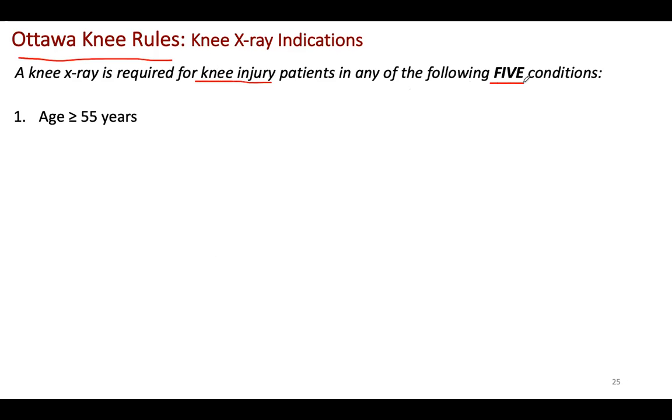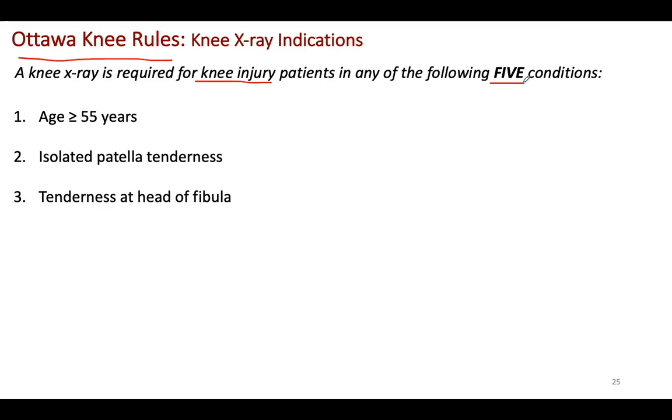The first is age. So this is something even before you see the patient. If someone tells you, hey, there is a 60-year-old patient with a history of knee injury waiting for you in the ER, before you go, you order an X-ray first, just based on the patient's age. Second, isolated patellar tenderness. If everything is perfectly normal in the knee and only the patella is tender, it might be a fracture of the patella. So order X-ray.